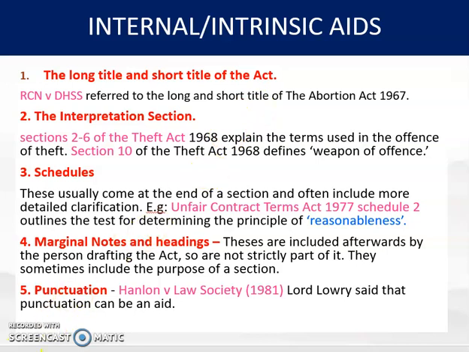So, the Abortion Act long title is an act to amend and clarify the law relating to termination of pregnancy by registered medical practitioners. And the short title is the Abortion Act 1967. So, the reason he was looking at the long title in this case, if I refer back to it, is to clarify the law relating to termination of pregnancy by registered medical practitioners.